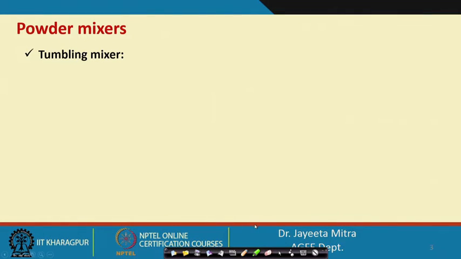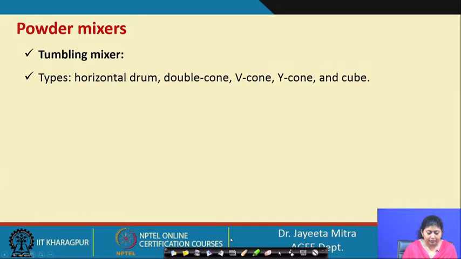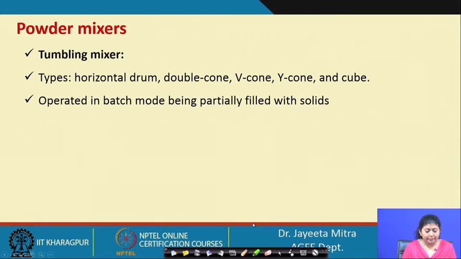One such mixer for powders is the tumbling mixer. There may be horizontal drum, double cone type, V cone type, Y cone type and also cube type. These are operated in batch mode, being partially filled with the solid. As we need to mix it thoroughly, we need to give some free space to revolve it completely and to have all those mechanisms as mentioned, that is, convective, diffusive or shear mixing. Therefore, we cannot fill it completely; a certain degree of fill is desirable.